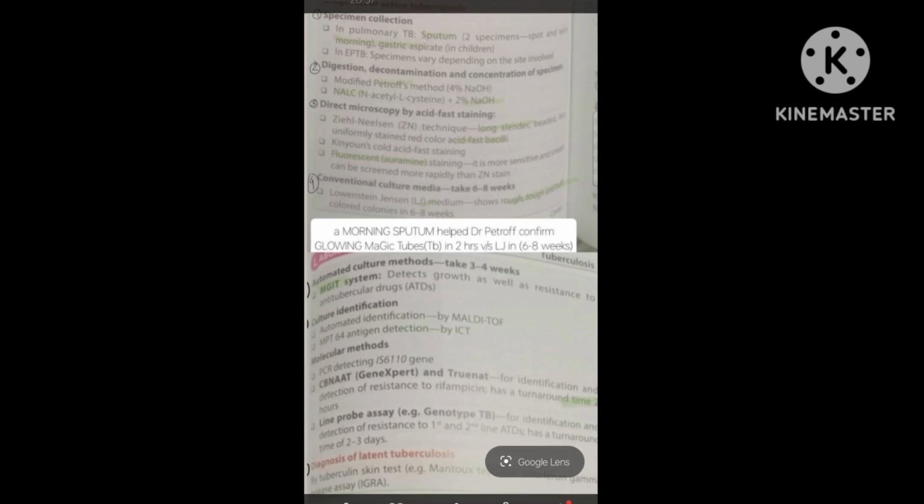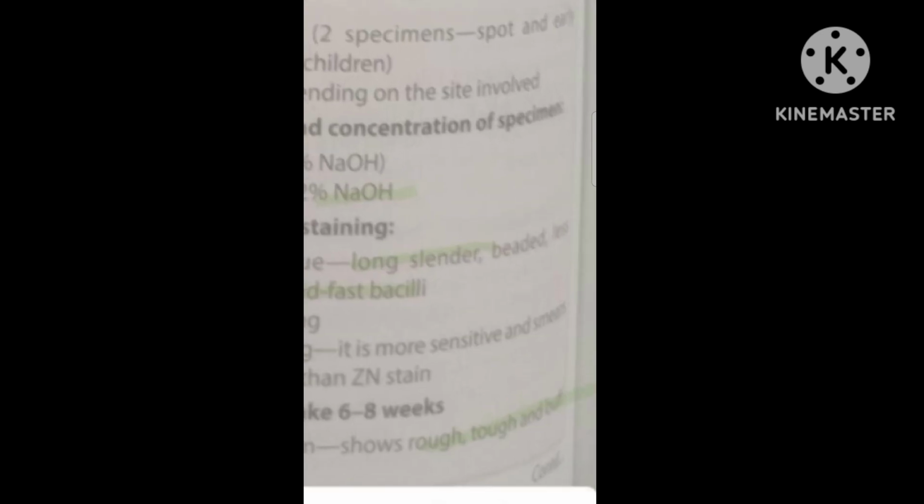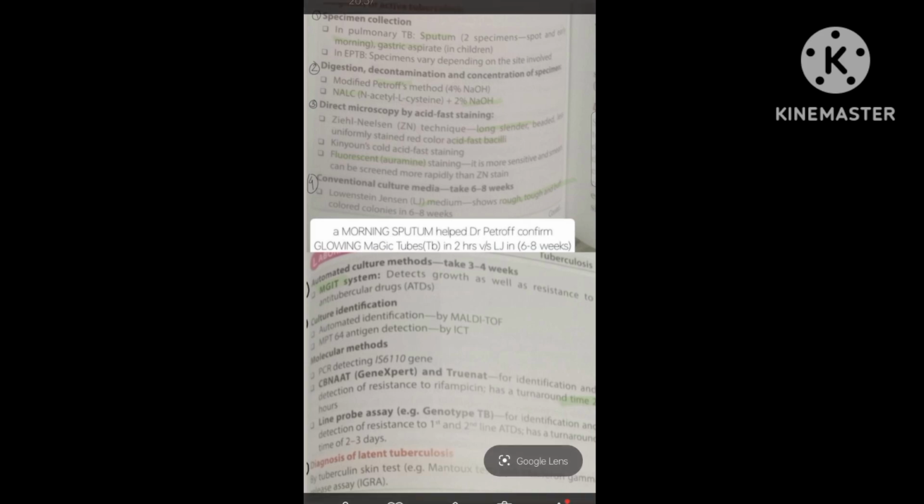So now come, let's revise. Okay, so for specimen collection, what are we doing? Let us revise the mnemonic first. A morning sputum helped Dr. Petrov confirm glowing magic tubes, that is TB, in 2 hours versus Dr. LJ in 6 to 8 weeks. So for specimen collection, we are taking sputum, which is 2 specimens, spot and early morning. Then in case of children, we are doing gastric aspirate, and in extrapulmonary TB, it will vary on the site involved. For digestion, decontamination and concentration of the specimen, we are doing modified Petroff's method.